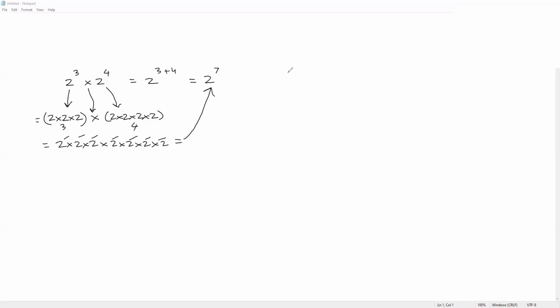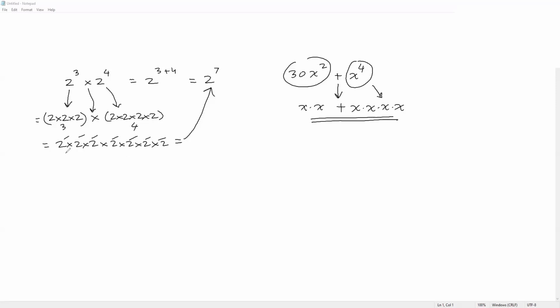But what if we have, let's say, x to the power of 2 plus x to the power of 4? In this case, because there's a plus in between, they are not multiplied together. So this x squared is x times x, and there's a plus in between, and that gives us x times x times x times x, which is x to the power of 4. But the plus doesn't add up the powers like multiplication does.